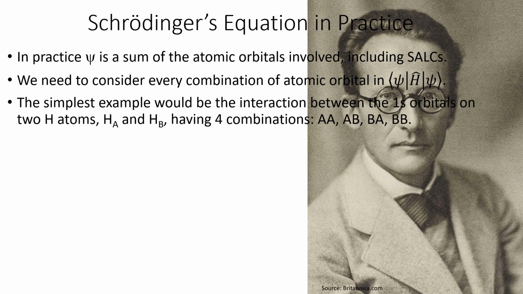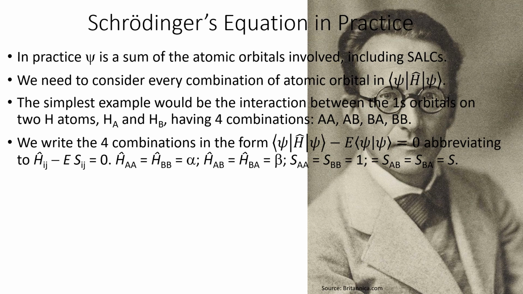So starting with the simplest possible example would be just looking at the 1s orbitals on each H atom in a hydrogen molecule. So we could label the H atoms HA and HB, and in doing so we've got 4 possible combinations of orbitals: AA, AB, BA and BB.